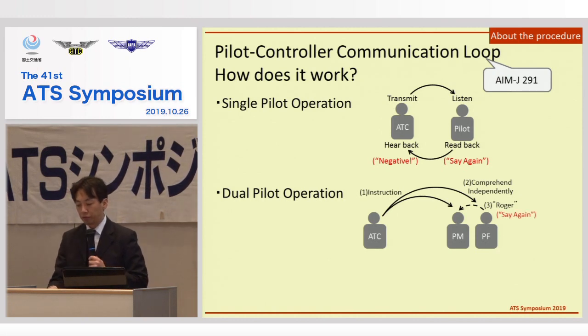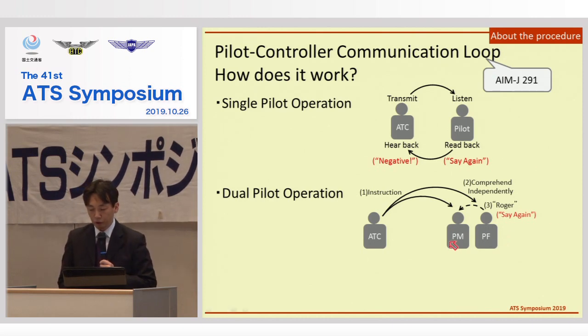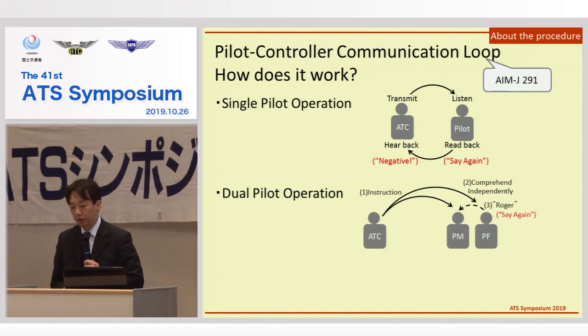The most important point of the dual pilot communication loop is that the pilot flying and pilot monitoring have to be independent of each other and must not discuss with each other what the controller has said. So if there is any concern, they have to check it with the controller.